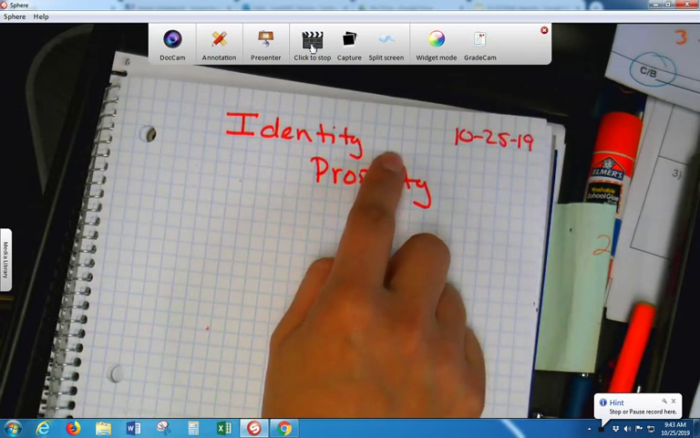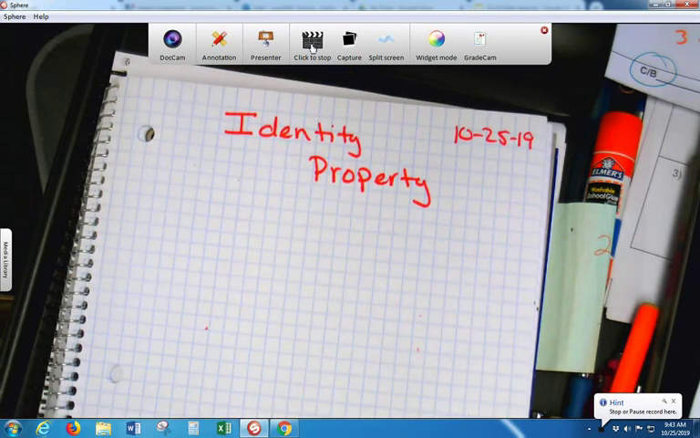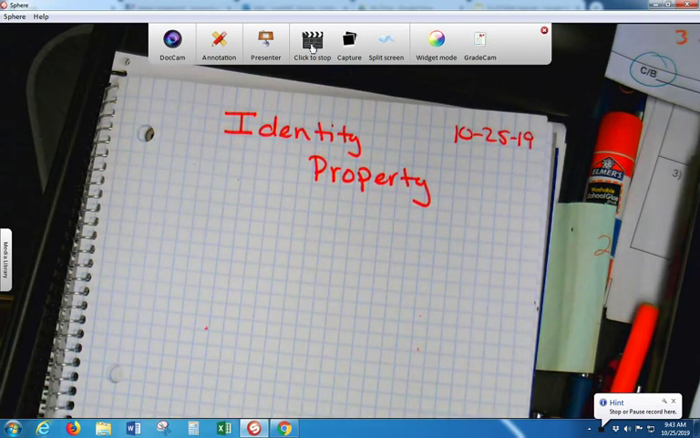Identity, like ID. You can raise your hand and tell me, what does ID mean? Identification? What does that mean? Who you are, right? Okay, so that same thing outside of math class, identification, ID means who you are, what you are, goes along with this identity property. It goes very similar, okay? So same idea.